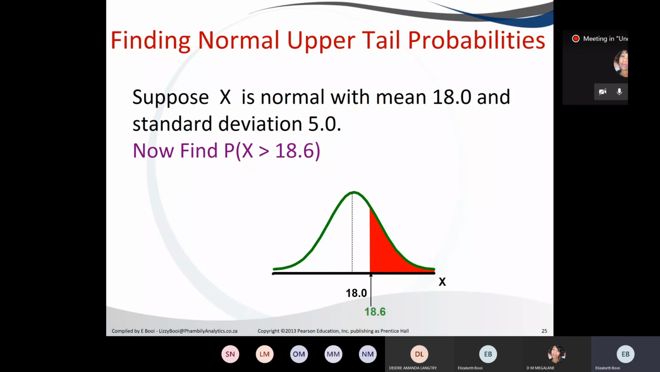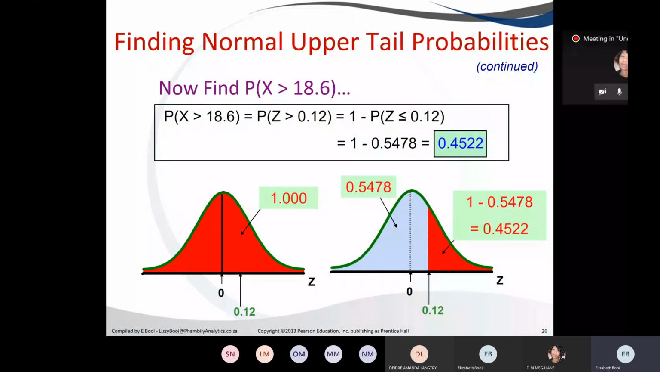Let's look at an example. This is the same as what we have done previously, but we just changed the sign. Previously it was less than, we changed the sign to a greater than. We calculate the Z, and we have calculated it previously. That's why I'm not repeating the whole thing again. And we find that the Z value was 0.12.